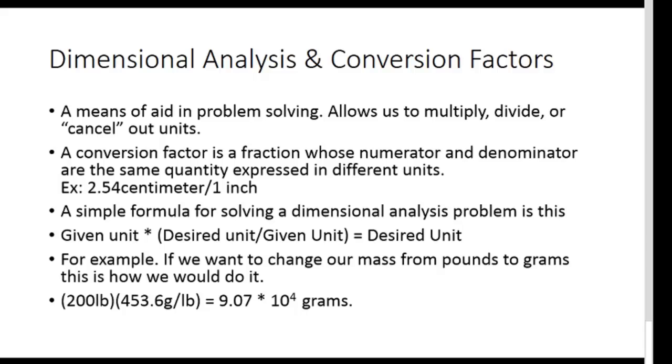There are 453.6 grams per pound, so we will multiply 200 times 453.6, and it will give us 9.07 times 10 to the 4. Notice that our answer has three significant figures, 9.07, because this is multiplication and our number with the lowest significant figures is 200.